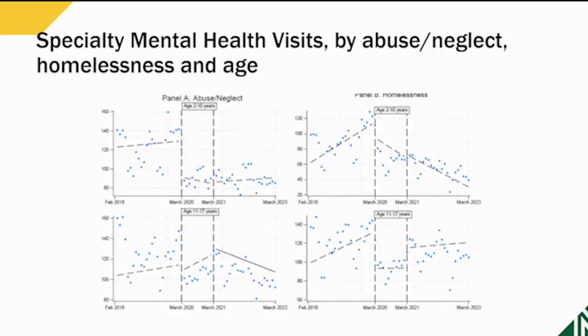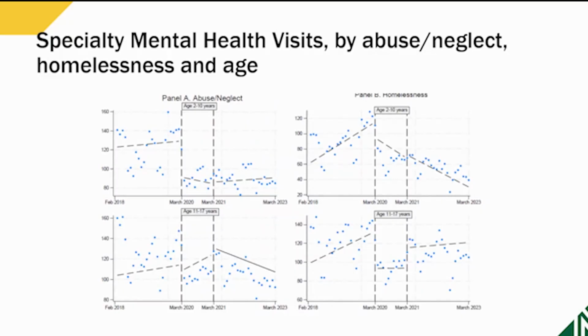Then we look at the specialty mental health visits by your status as being diagnosed with abuse or neglect or homelessness. And here is the left panel, the abuse, neglect, and homelessness. And I should say homelessness is a flag in the electronic health record. And that's how we capture that.